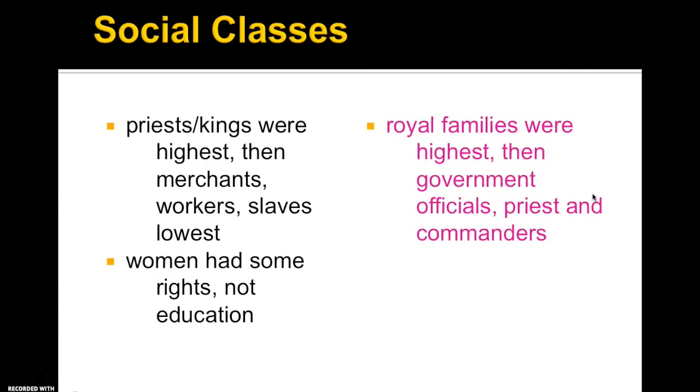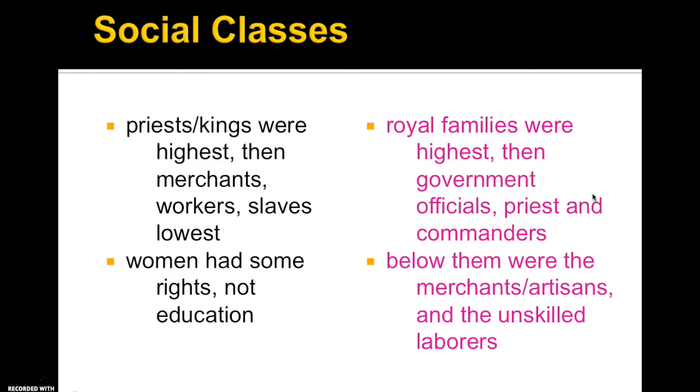Onto the Egyptian side, the royal families were the highest, then the government officials, the priests, and the commanders. And that intertanglement of the religion within this hierarchy is very telling about the Egyptians. And below the commanders, we had the merchants and the artisans and the unskilled laborers. So you do see some similarities between Sumer and Egypt.